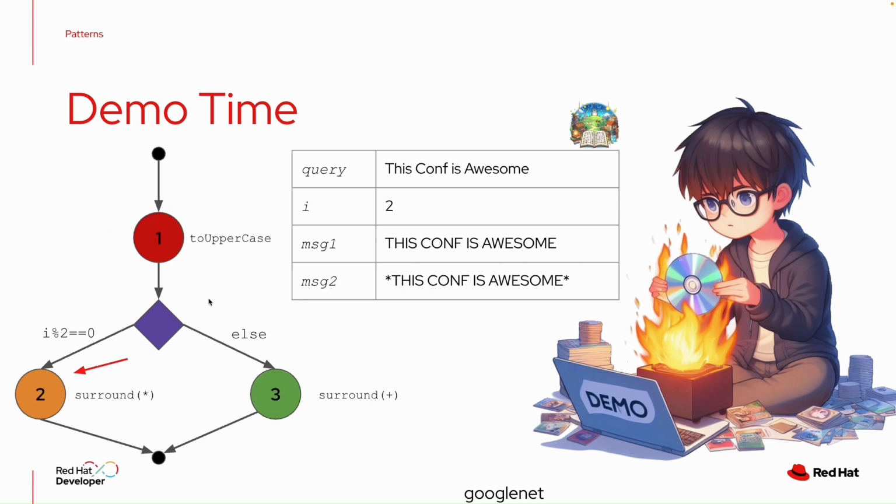Then we'll go here, in this conditional, and we'll say, okay, the i is 2, so I move it here, and I just execute the node number 2, which basically surrounds the text with the asterisk character. So you see here the message2 now has this conf, but surrounded by the given character, and that's done. That's the graph execution.